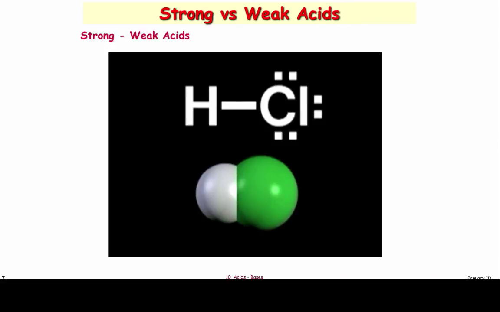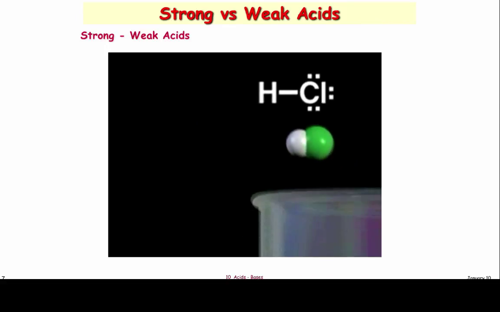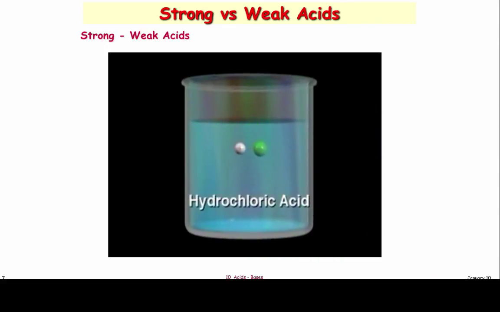An acid is a substance that produces hydrogen ions when dissolved in water. Hydrogen chloride is an example of a common and important acid. When hydrogen chloride gas dissolves in water, it forms hydrochloric acid. Hydrogen chloride is very soluble in water and is completely dissociated. It is therefore a strong electrolyte.